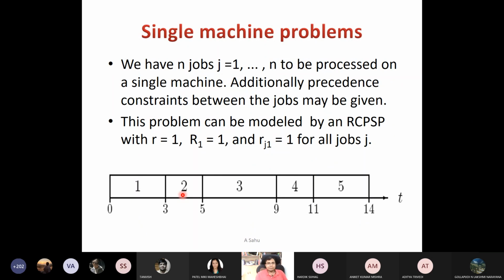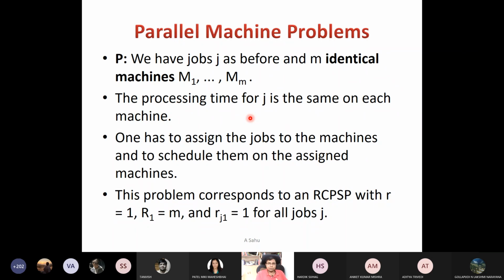Suppose you have n jobs, 1 to n, processed on a single machine, and additionally precedence constraints between jobs may be given. The problem can be modeled as RCPSP where R is equal to 1, R1 is equal to 1, and r_j1 is equal to 1 for all the jobs. Because the number of resources R is equal to 1, we have only one processor, and r_j1 is equal to 1 for all jobs, so all jobs are assigned to only one processor. So this is a single machine problem.